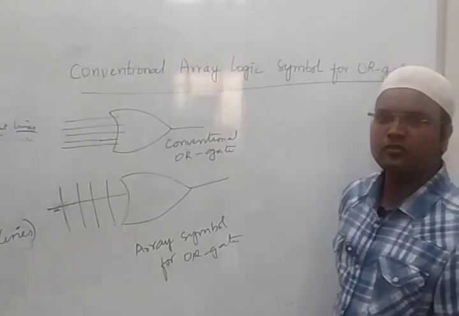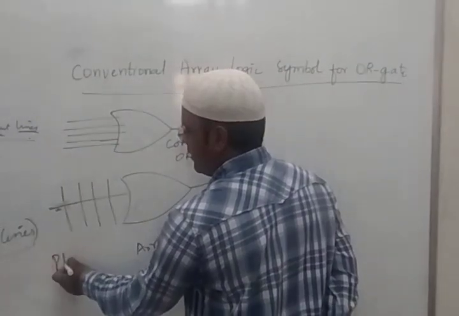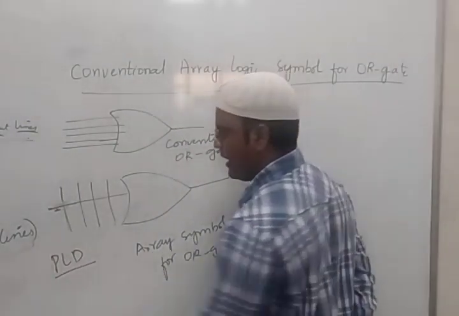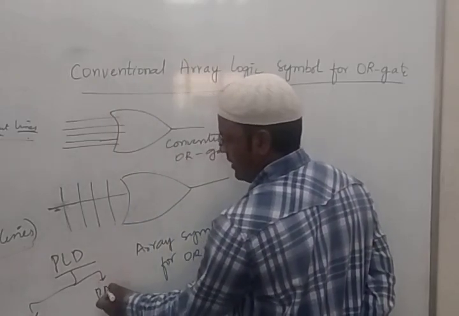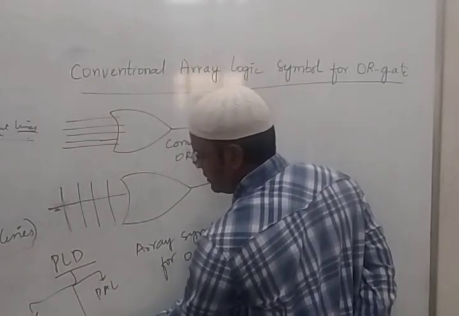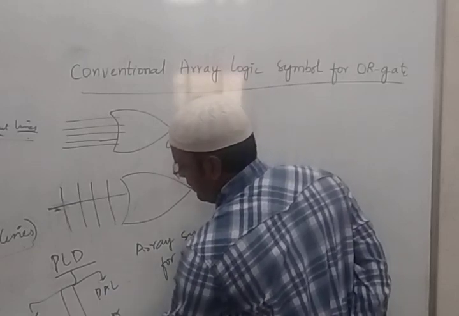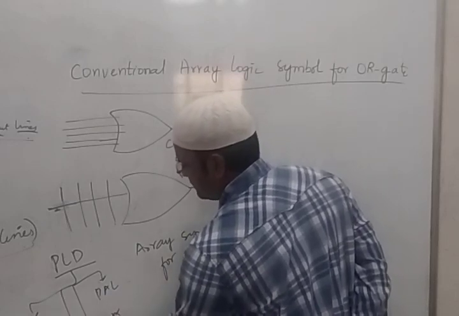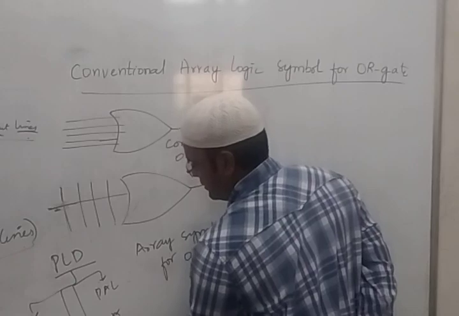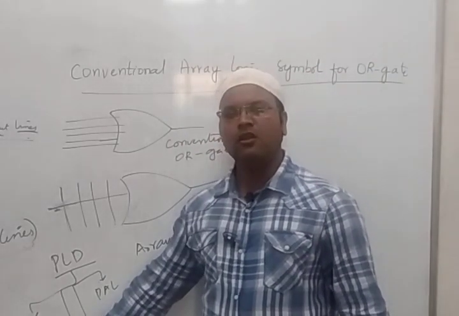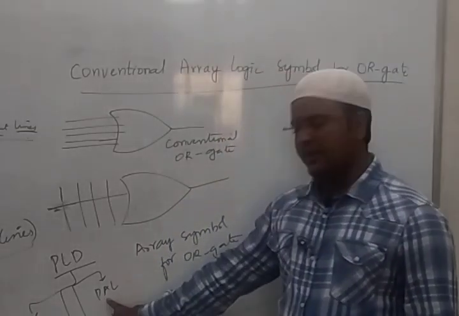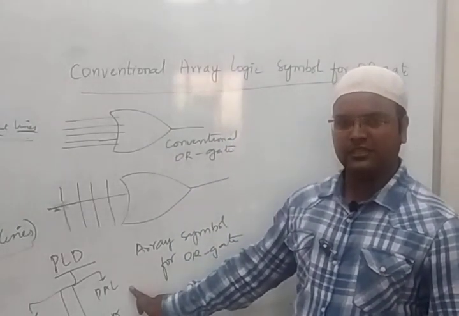These array symbols are used for PLDs. What is PLD? Programmable logic devices. In that it has two things: one is PLA, next is PAL, then we still have CPLD and FPGA. These are the devices we are going to use. What does PLA stand for? Programmable logical arrays. PAL, programmable array logic, right?